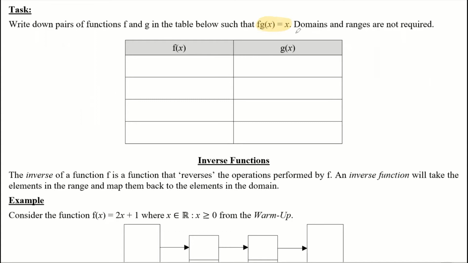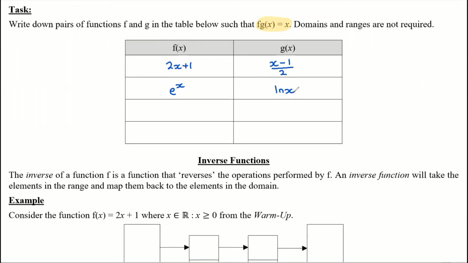All right. So there's lots and lots of different ideas here. You could use the one from the warm-up, as we saw. If you have 2x plus 1, and if you have x subtract 1 over 2, just ignoring the ranges and domains, they were of course composed to give you just x. Another one I mentioned as well, if you have e to the x and the natural log of x, and you can have those swap round as well. They both compose to give just x.